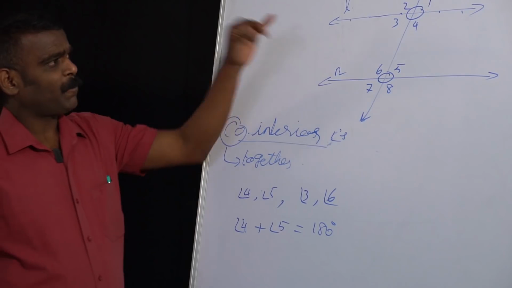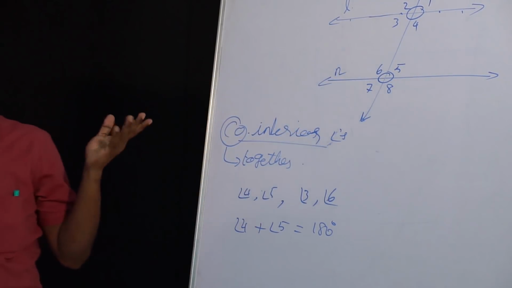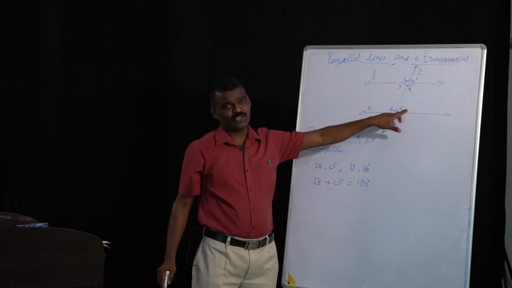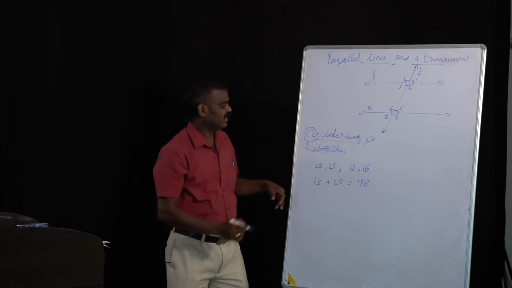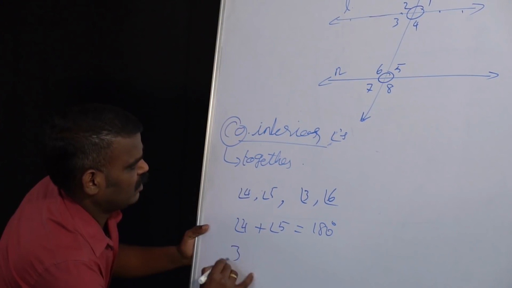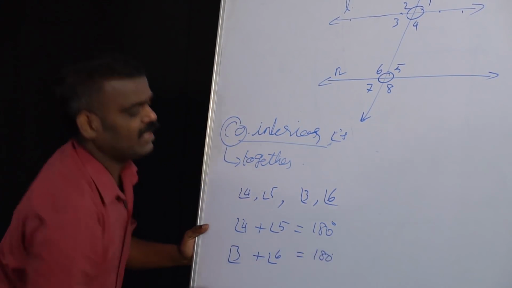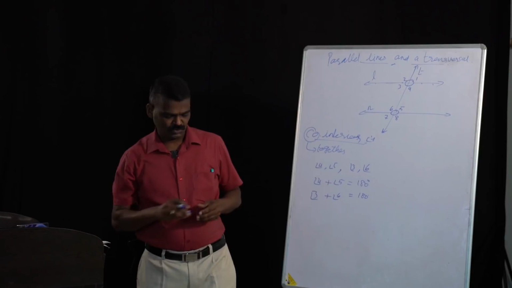Because 4 and 3 are linear pairs, 180 degrees. 3 is equal to 5, alternative angles, right? So 4 and 5 will be 180 degrees. That means angle 3 plus angle 6 is also how many degrees? 180 degrees, because they are co-interior angles. Co-interior angles are always 180 degrees.